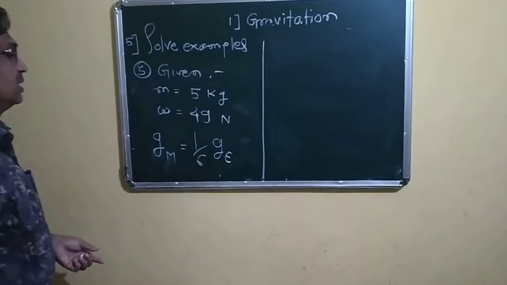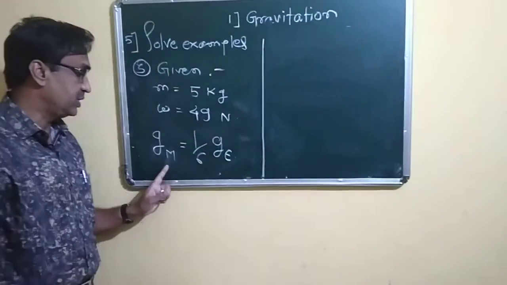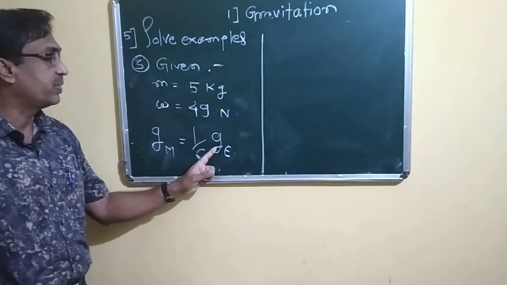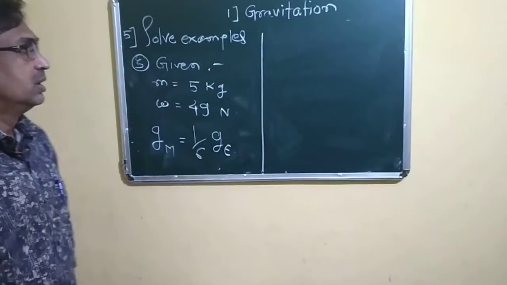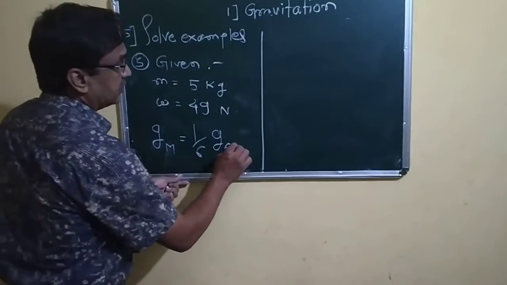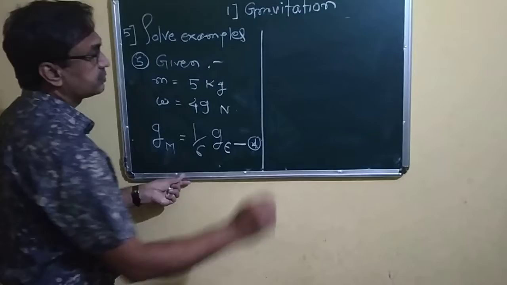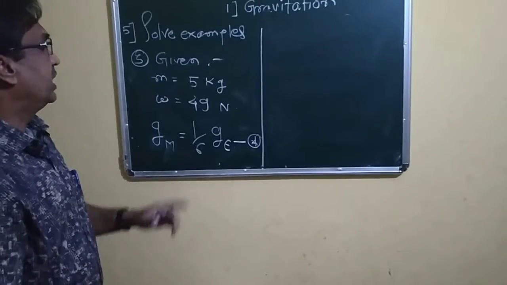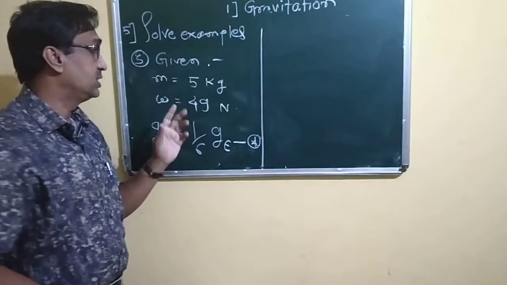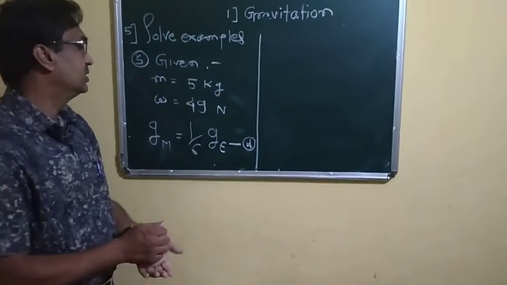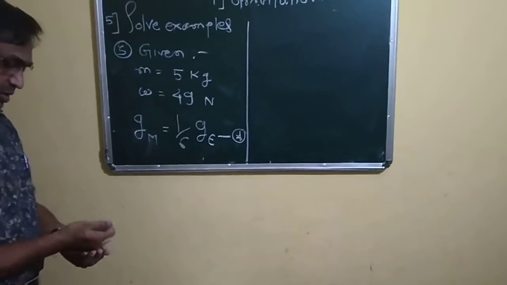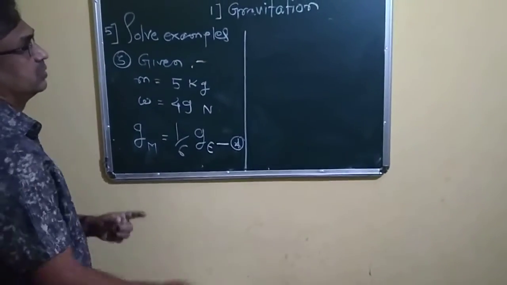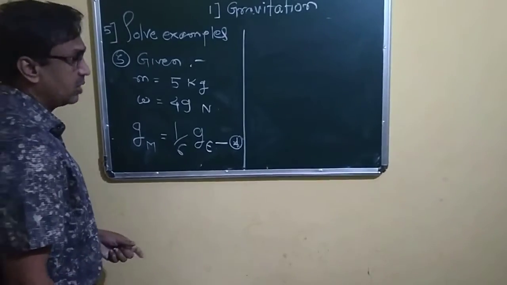Here GM is the acceleration due to gravity on the moon, that is 1/6 of the acceleration due to gravity on Earth. Using this condition, we have to find which changes take place in the mass and weight of that particular object on the moon, the natural satellite.